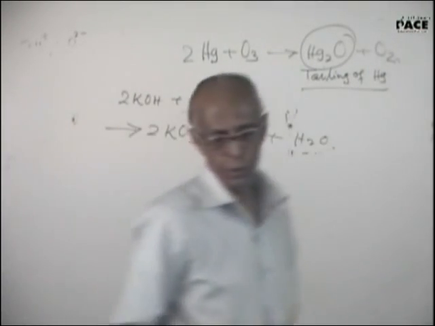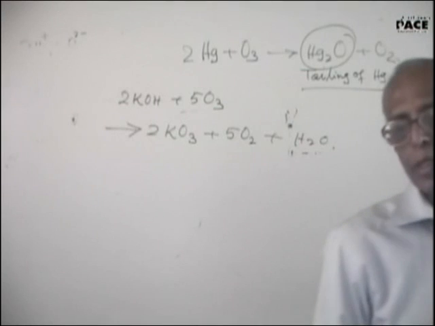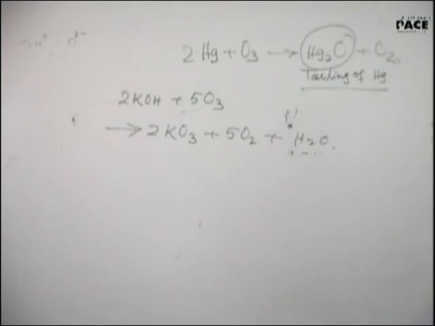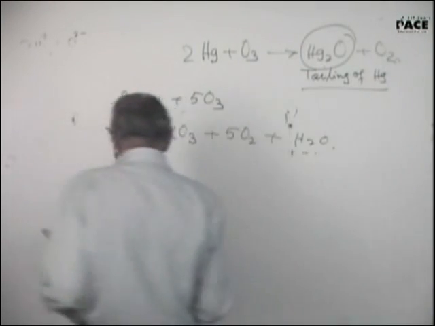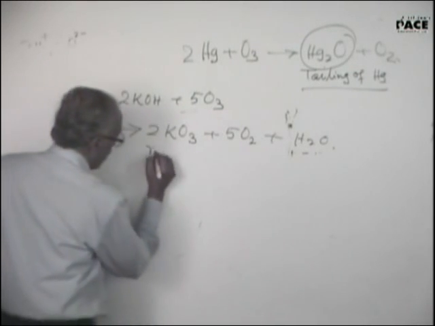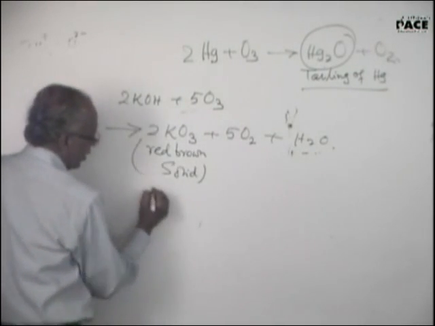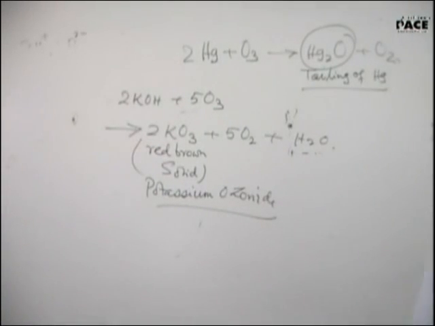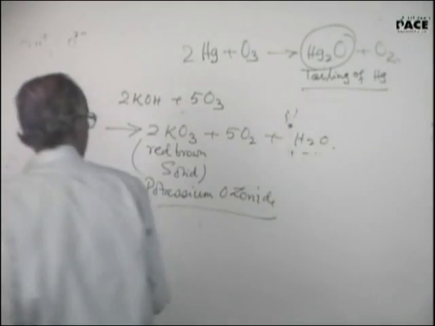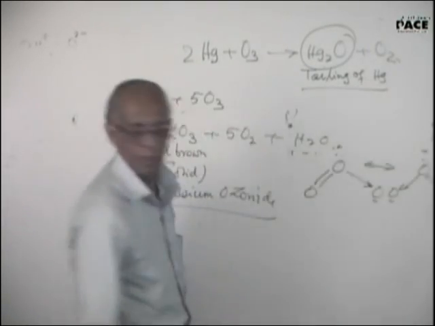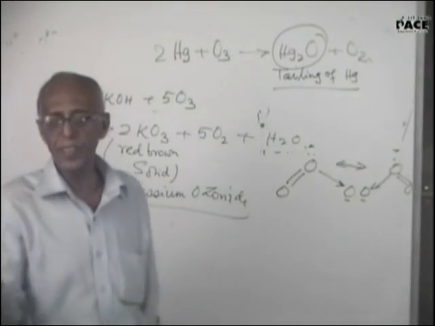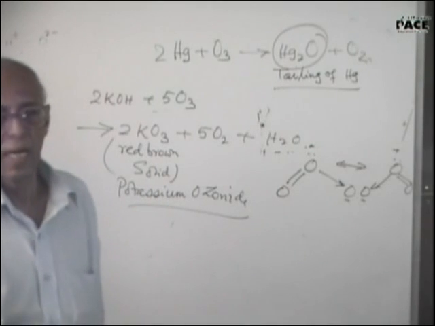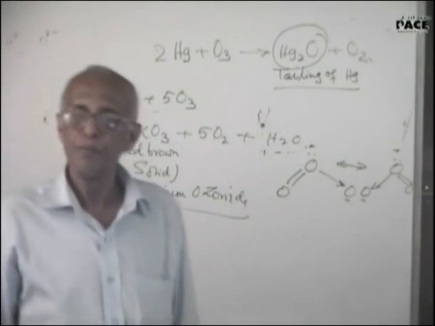If you pass ozone to KOH solution, you get a red-brown solid that is called potassium ozonide, and you get oxygen and water. So that's all about ozone. Ozone has two resonating structures, and this is the structure for ozone.